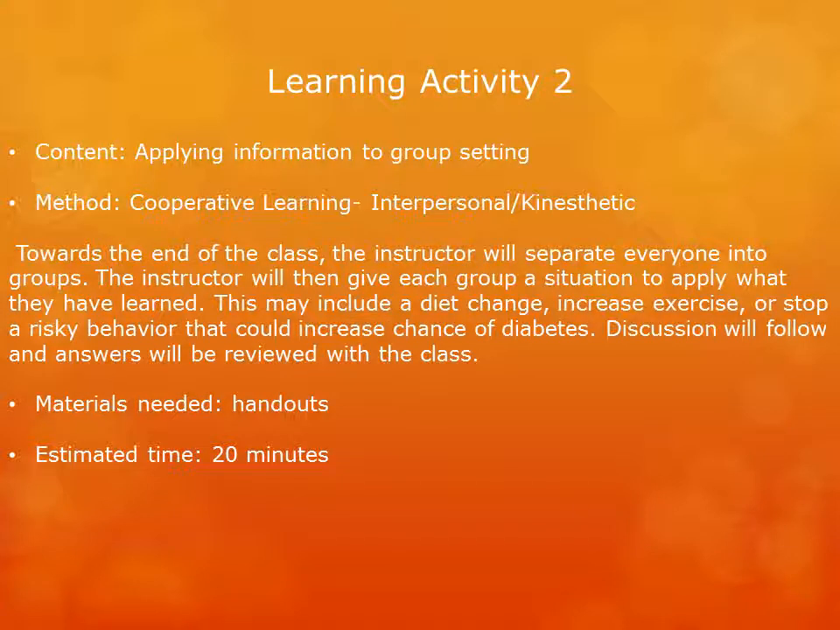Learning activity 2. Towards the end of the class, I will separate everyone into groups using the number method. I will then give each group a situation to apply what we learned throughout the class. This may include a diet change, increase in exercise, stopping a risky behavior that would help increase the chance of diabetes. After every group has worked on this for several minutes, we will discuss as a class. The method I'll be using is cooperative learning, and it applies to interpersonal and kinesthetic learning.